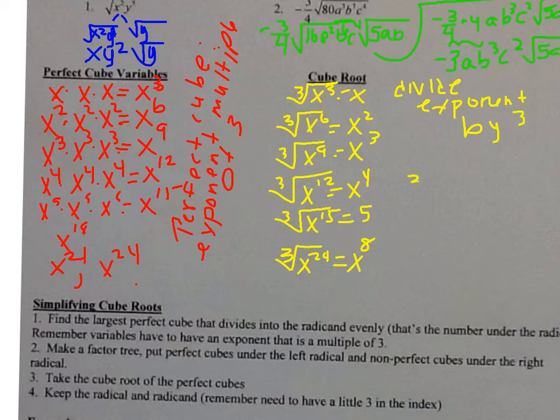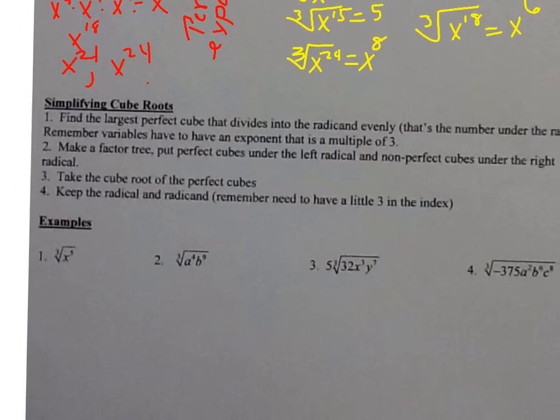So if I want to do the cube root of x to the 33, I know that's x to the 11th, because 33 divided by 3 is 11. The cube root of x to the 18th, well, 18 divided by 3 is 6, so it's x to the 6th power. Okay? All right, so now let's start simplifying. Let's look at what we have to do here.